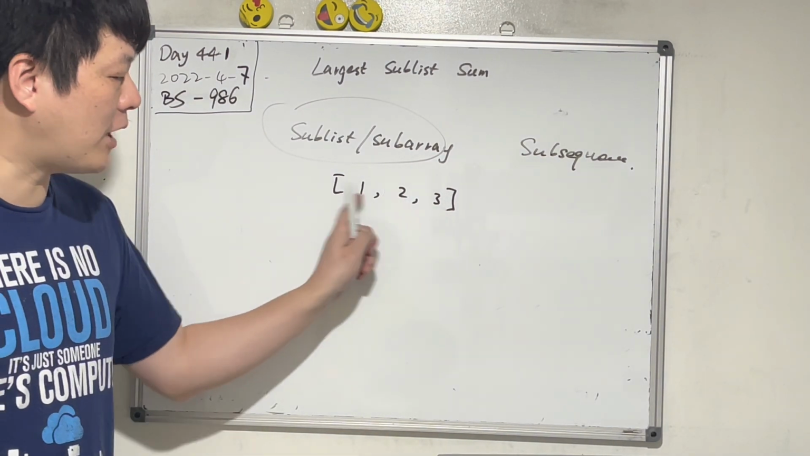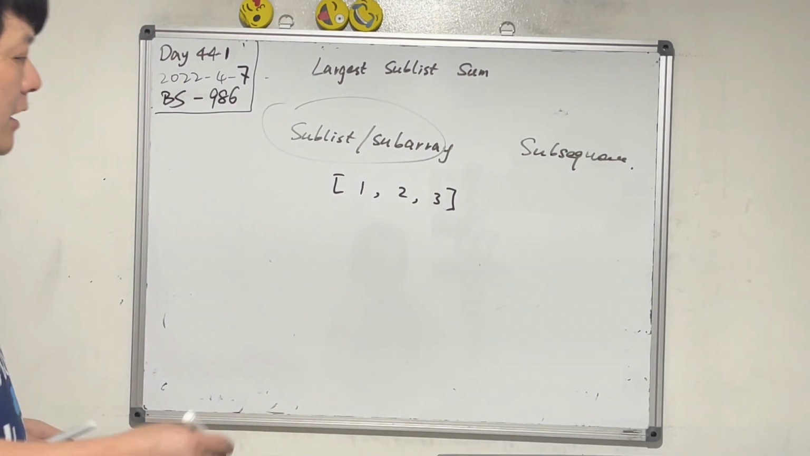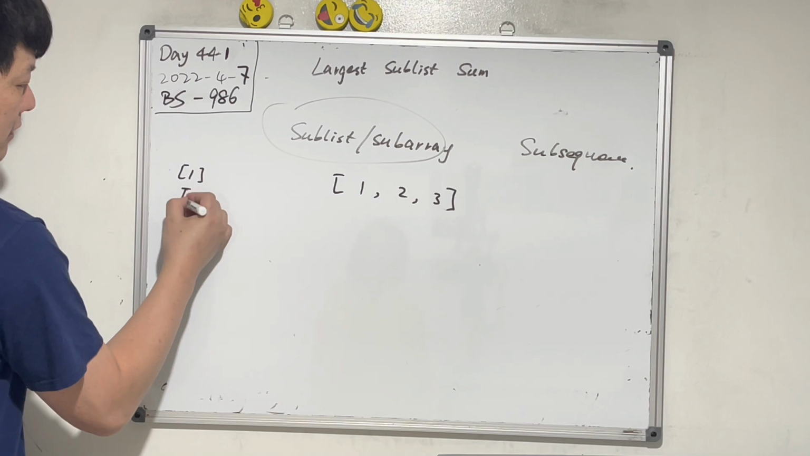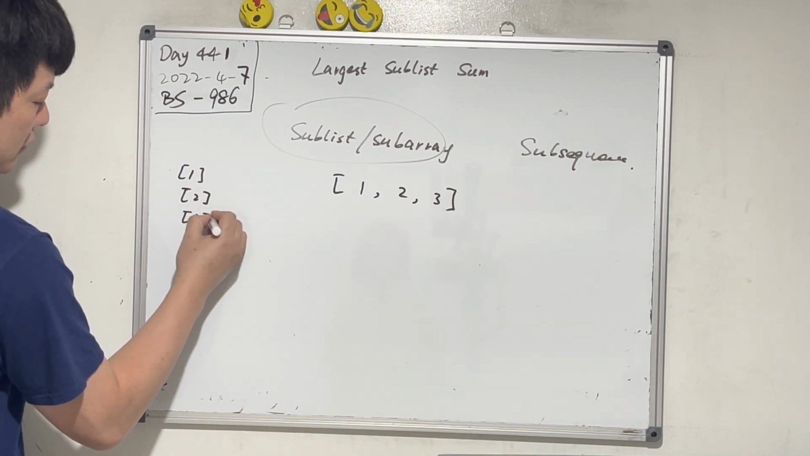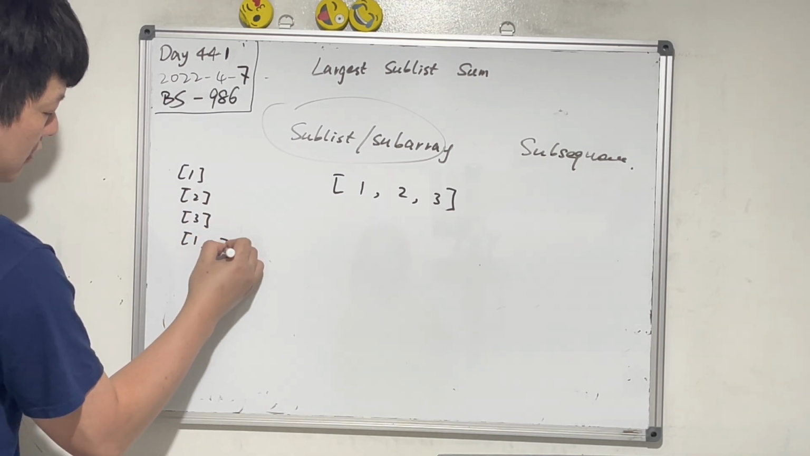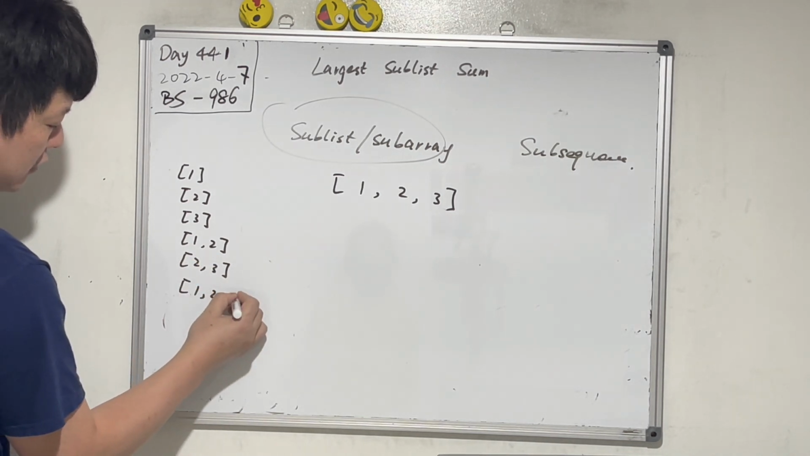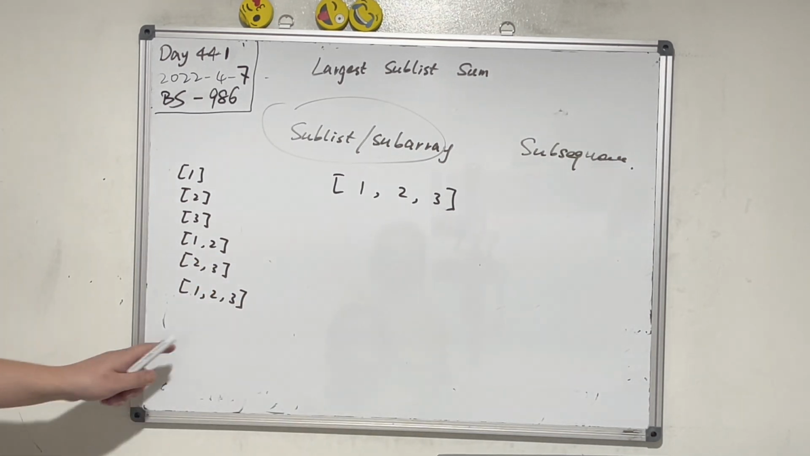So basically, look, we can list all the continuous ones: 1, 2, 3, and so on. Yeah, continuous.